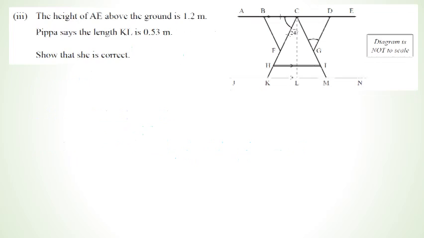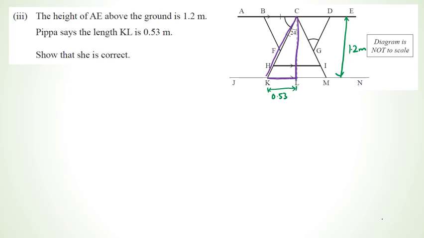Okay, next question. All right, so with this question, you've got the height of AE above ground is 1.2 meters. Pippa says the length of KL is 0.53. So she is basically saying that from here to here is 0.53, and then the height above the ground is 1.2, so from here to here is 1.2 meters. Now, the triangle that you want to be looking at is this particular triangle here. That's in purple. So I'm just going to sketch it out here.